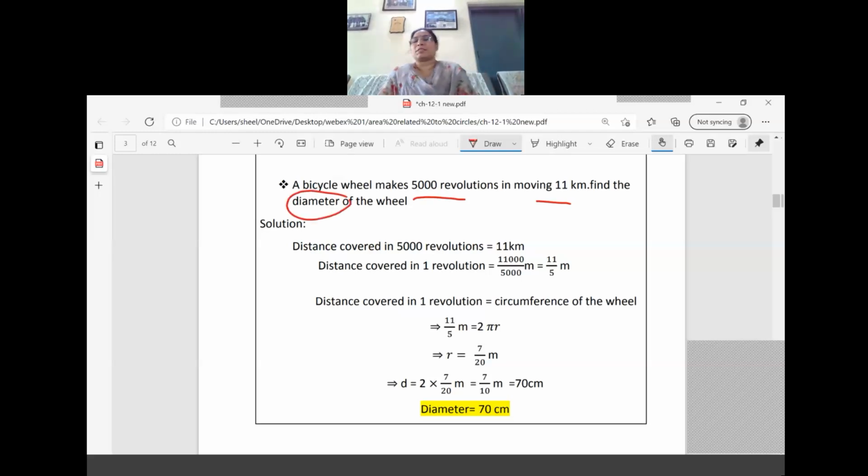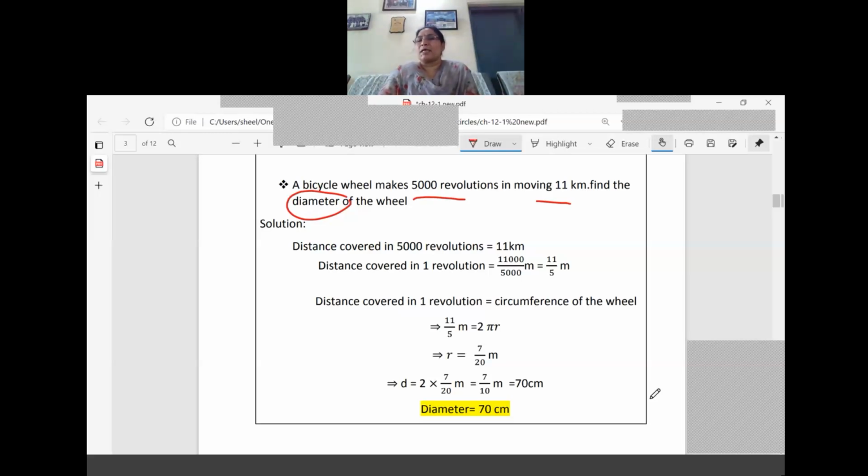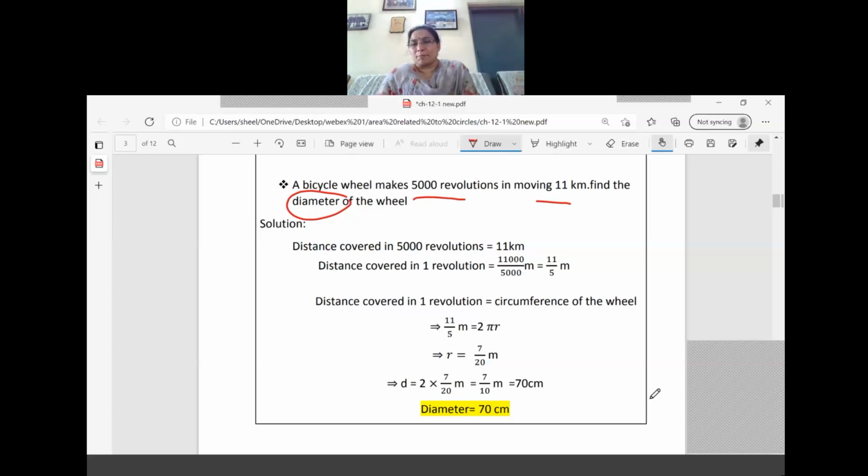So let us see how the steps are. Distance covered in 5,000 revolutions equals 11 kilometer only. So for one revolution, we have to use the unitary method. So 11 kilometer by 5,000. That means after the cancellation, it will be in meters, as we are now using. So 11 by 5 meter. So the distance covered in one revolution we have calculated as 11 by 5 meter only.